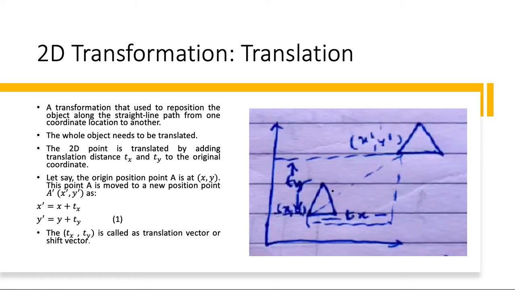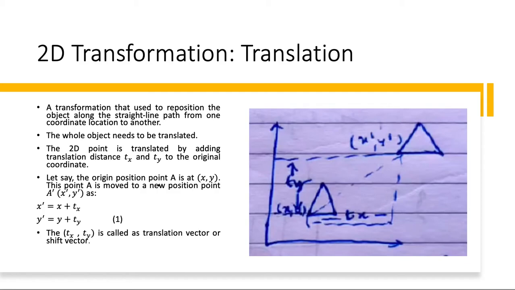So as you see here, this is our original position. Let's say it is X1, Y1, X2, Y2, and X3, Y3. Then what happens is that we add Tx to X1 and Ty to Y1. And the same goes for the second and third points.